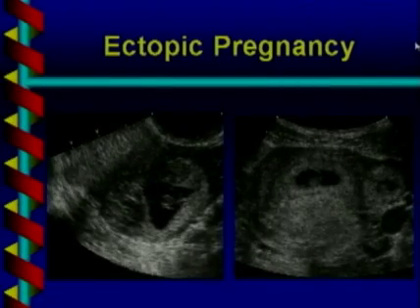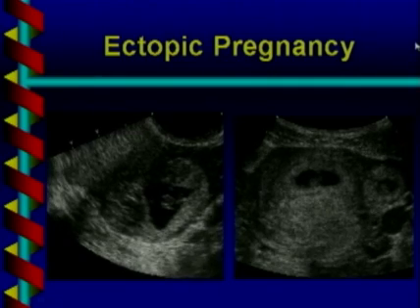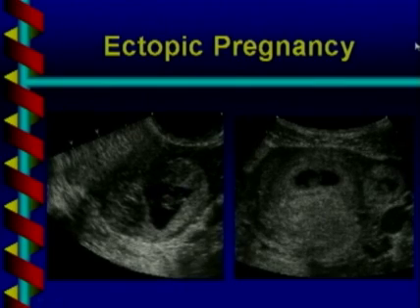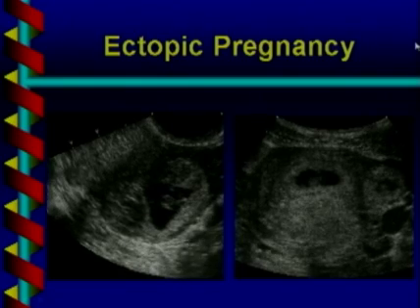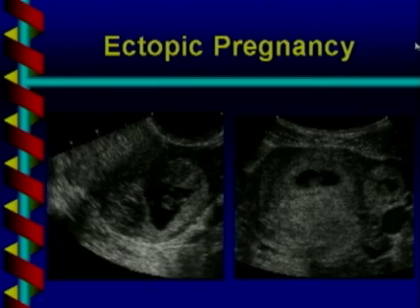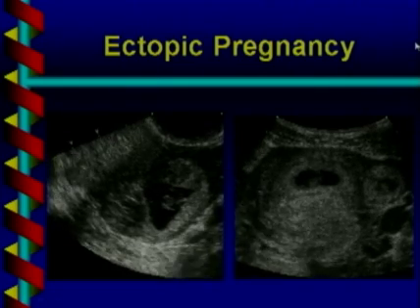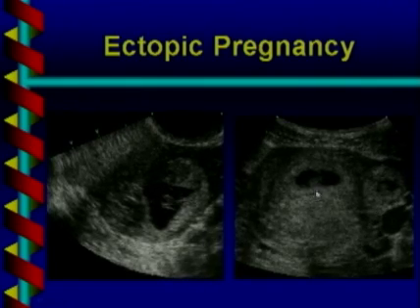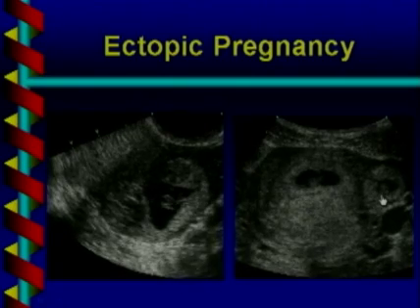I'll be spending the next half hour on an important topic, the topic of ectopic pregnancy. As you can see here on my title slide, I'll be talking about a variety of different kinds of ectopic pregnancies. The slide on the left shows a live ectopic in the left fallopian tube. The slide on the right shows what we call a heterotopic pregnancy, one pregnancy inside the uterus, here we are with a heartbeat, and one in the left cornu of the uterus.